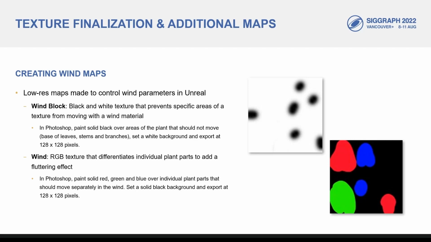The second texture, which we just call wind, is RGB, different channels, red, green, blue. And again, we're just painting over different separate parts of the plant with solid red, solid blue, solid green. This is fed into the material later on, and they kind of shift around based on which color is painted over them.